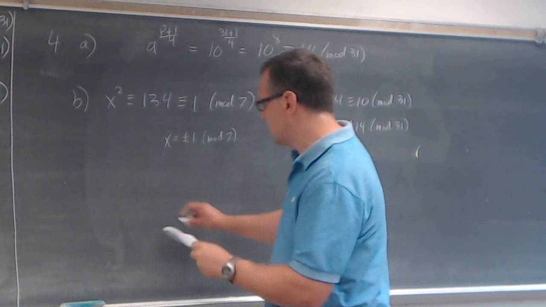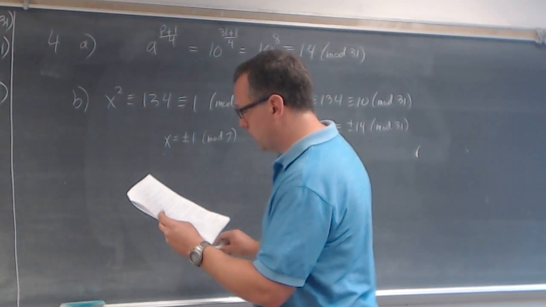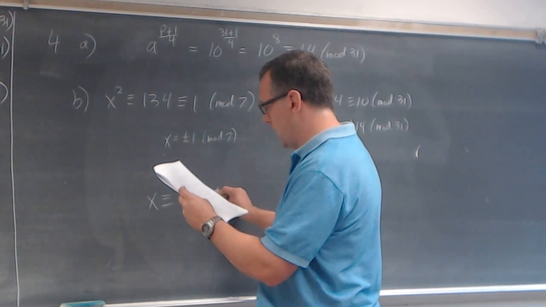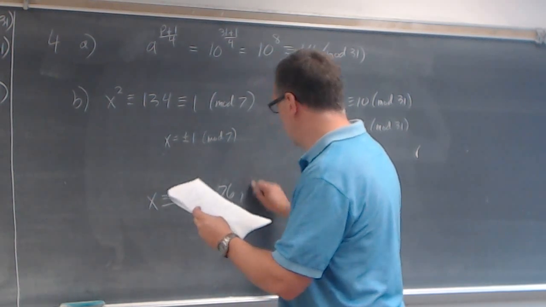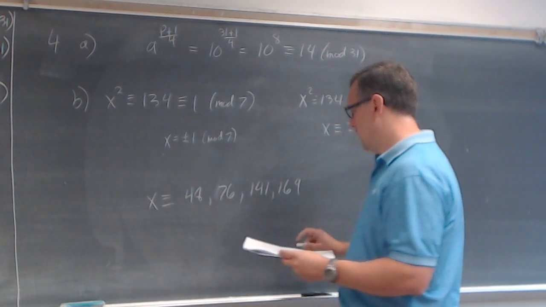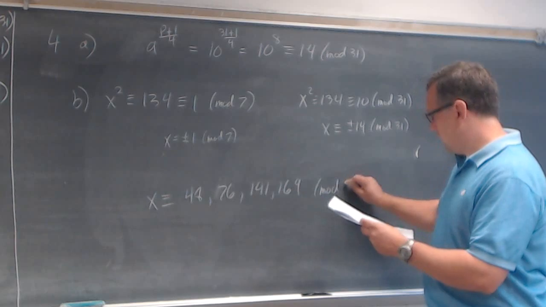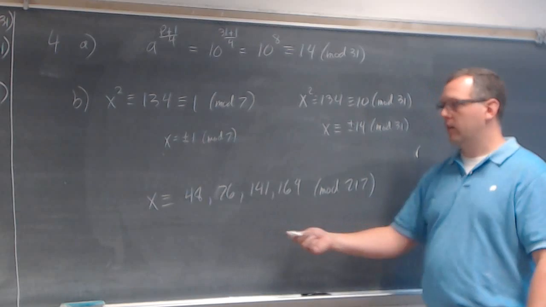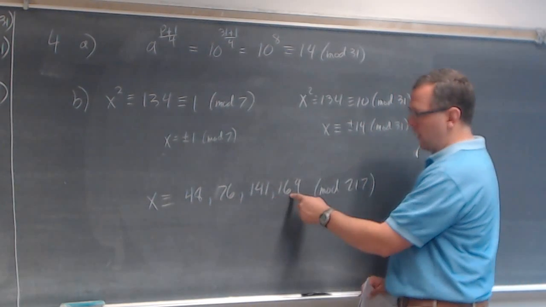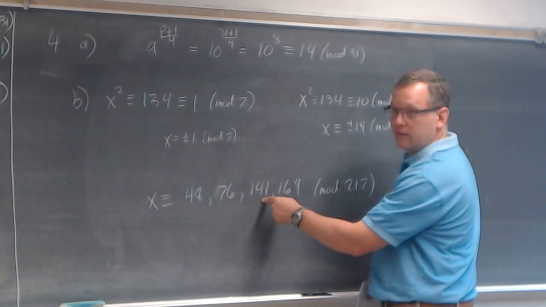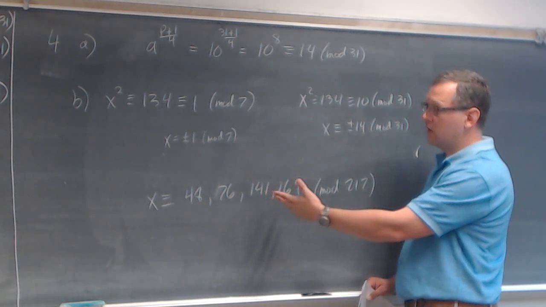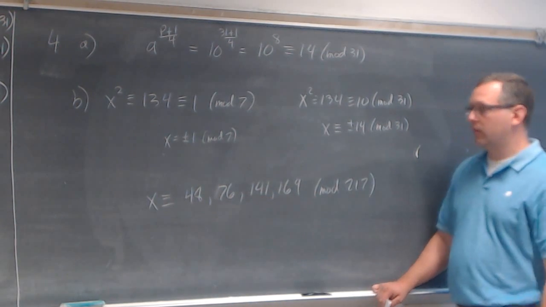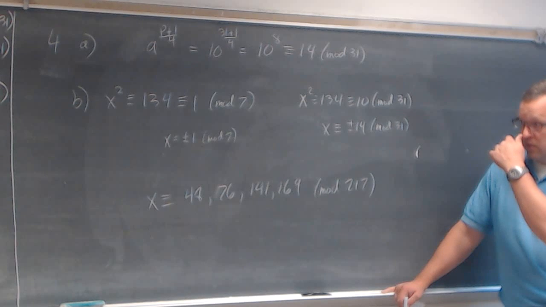And so there are several ways to write the answer. If you want integers mod 217, you could write them as 48, 76, 141, 169. A lot of people didn't answer that way, but it's still correct. Because 48 and negative 48, 76 and negative 76, you could write it that way. You could say plus or minus 169, or plus or minus 141. So there are several different ways you could write the answers.